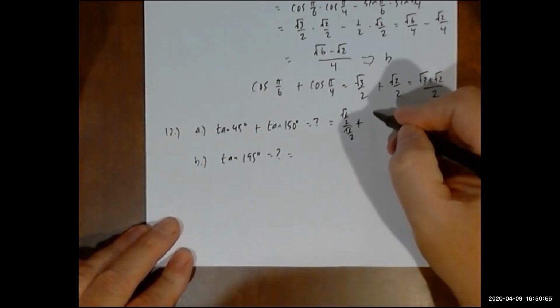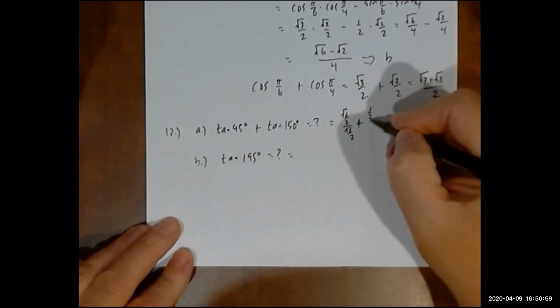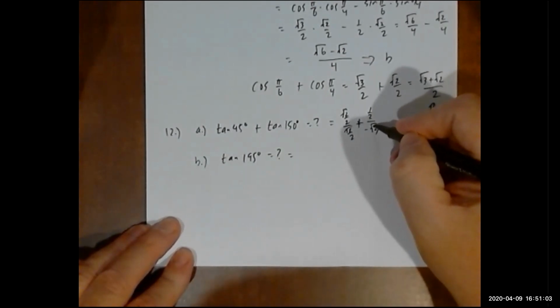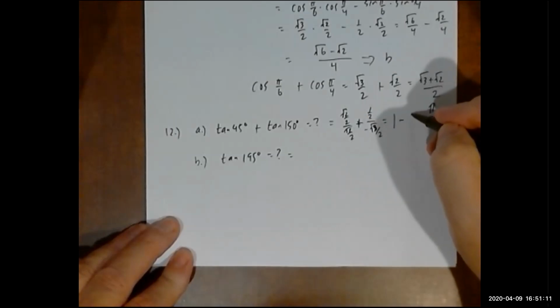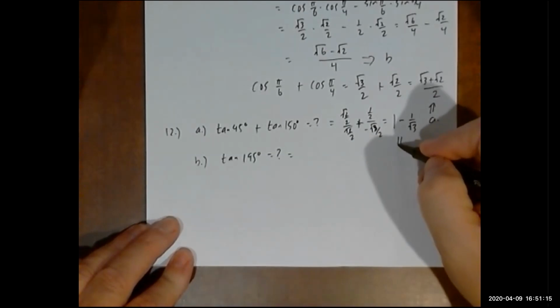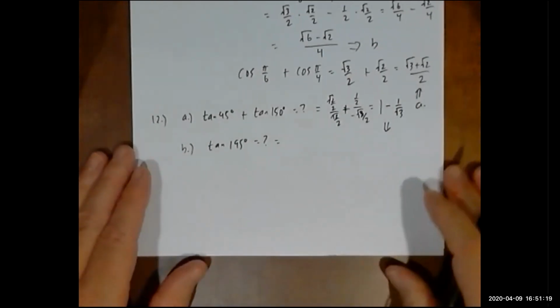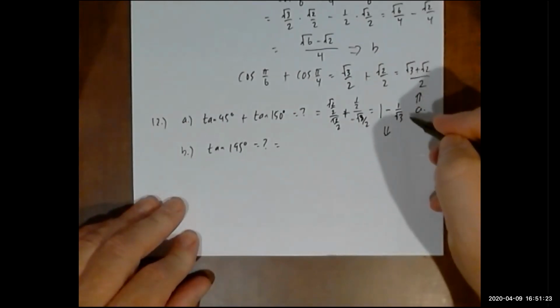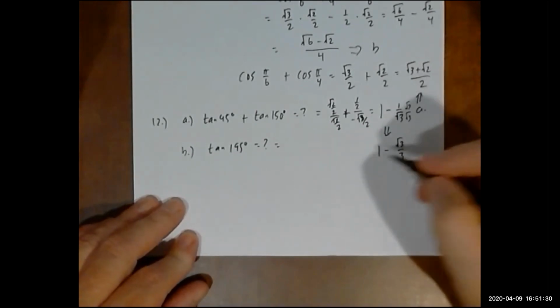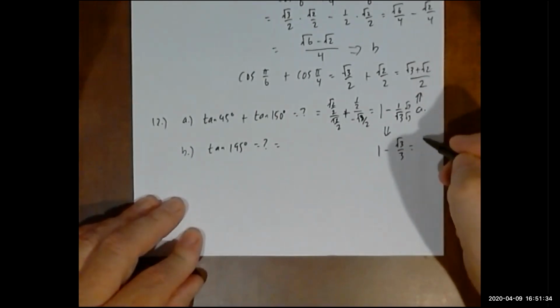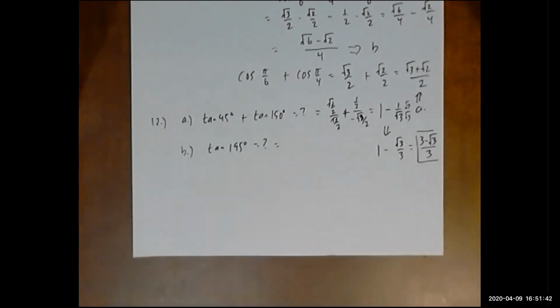Tangent of 150 is really the same thing as 5 pi over 6. For 5 pi over 6, the sine is going to be 1/2. The cosine is negative square root of 3 over 2. This becomes 1 minus 1 over square root of 3. I'm sure they will not like this answer, so let's go ahead and rationalize this. Multiply top and bottom by square root of 3 over square root of 3. So 1 minus square root of 3 over 3. If I change this 1 to 3 over 3, my guess is this is the kind of answer they probably want for part A, if I don't make any mistakes.